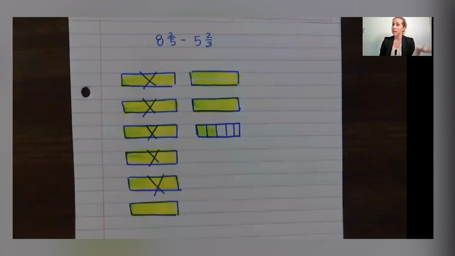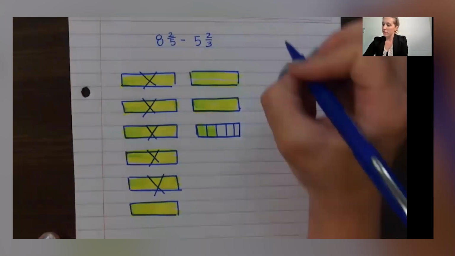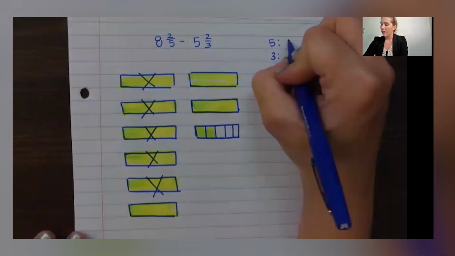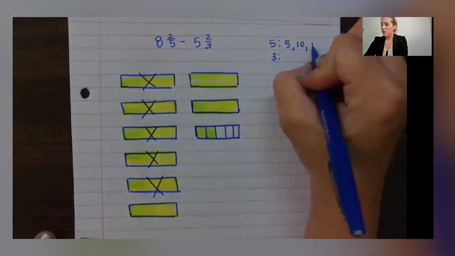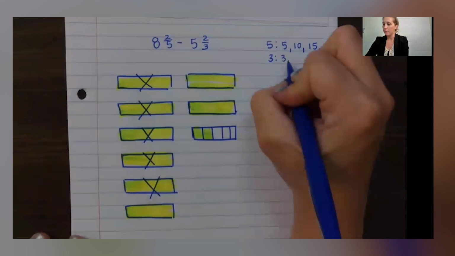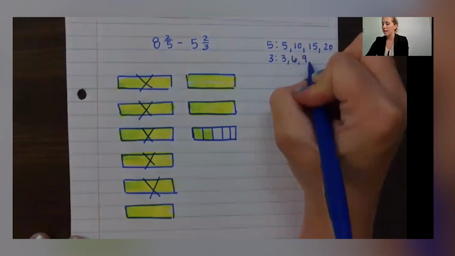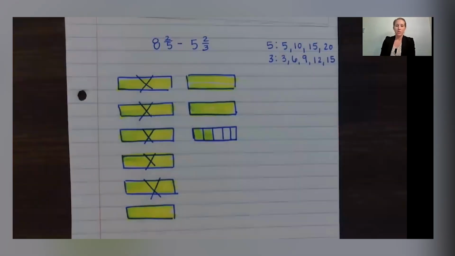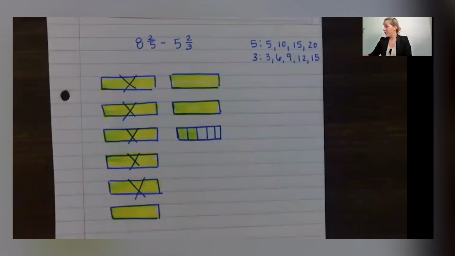I heard somebody say we can use the multiples of the number. Very well done. So let's find the multiples of our denominators. Our denominators are 5 and 3. So 5 times 1 is 5, 5 times 2 is 10, 5 times 3 is 15, 5 times 4 is 20. 3 times 1, 3, 3 times 2, 6, 3 times 3, 9, 3 times 4, 12, 3 times 5, 15. What multiple do you notice that they have in common? Did you say 15? Let's circle it.